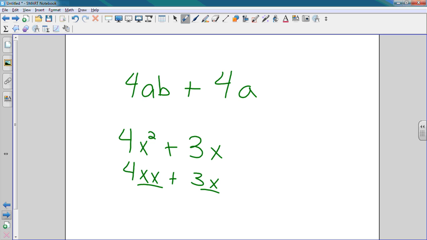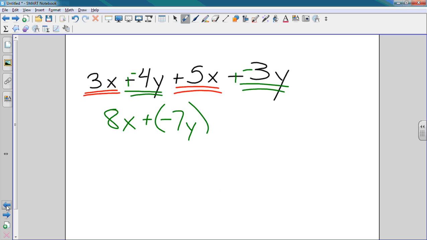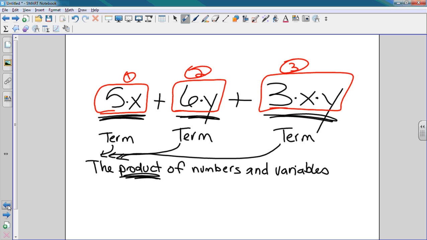Yes? Alright, now the one that you showed is 5x plus 6y plus 3xy. What do we do there? You leave it. You can't combine any of those. Look, Jesse, right there: 5x plus 6y plus 3xy. You can't combine any of those. If I give you that on a test, you leave it. You say, that is already simple.